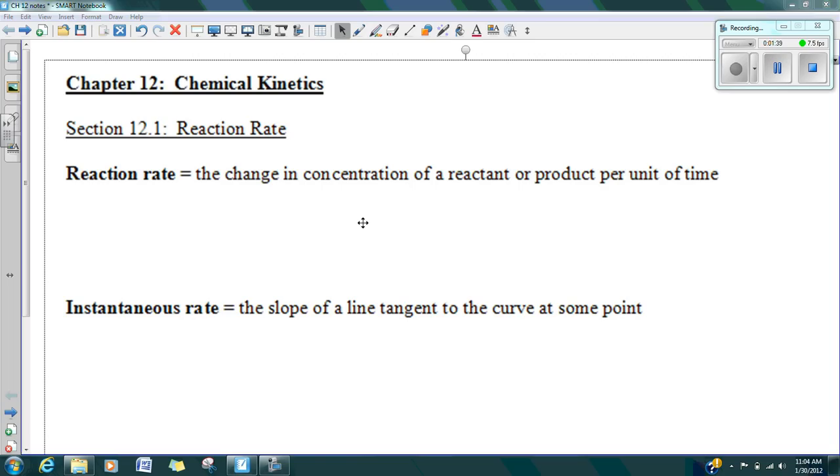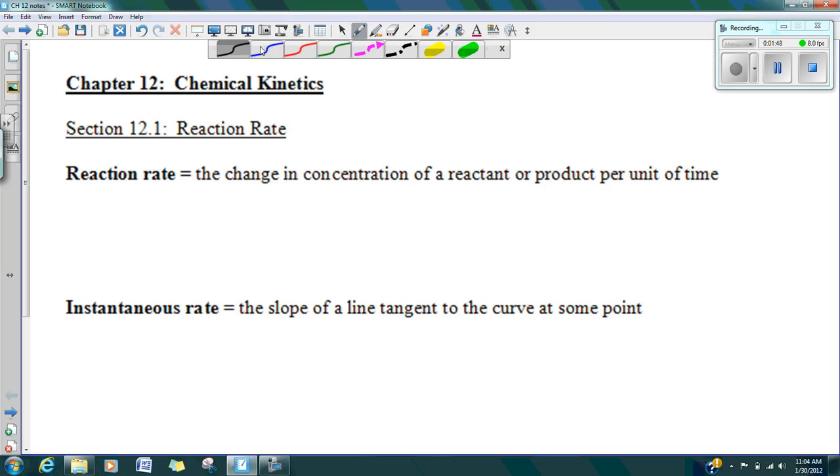Reaction rate is the change in concentration of a reactant or product per unit time. Something you need to get used to is the brackets: when you are talking about concentration, your book is going to put everything in a bracket. Remember that concentration equals molarity, and that's equal to moles over a liter. So we are talking about the molarity of the reactant or product over time, and that is our reaction rate.